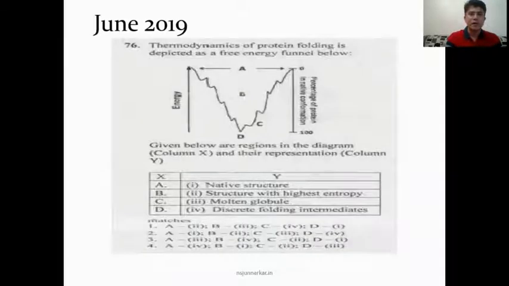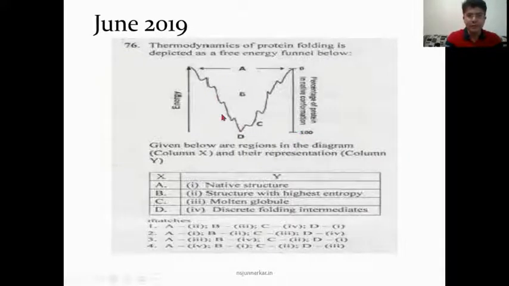Another question was also asked in June 2019. This was related to protein folding. The question is, thermodynamics of protein folding is depicted as a free energy funnel below, and the image is shown where the entropy level is given. It is shown to increase from down to up, and the percentage of the protein in native conformation is shown. This is 0% of protein in native conformation, and this is 100% protein in native conformation.